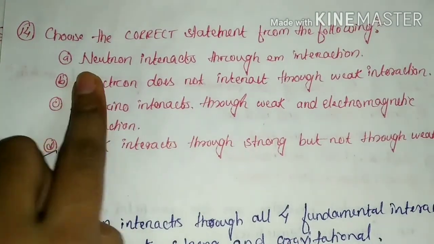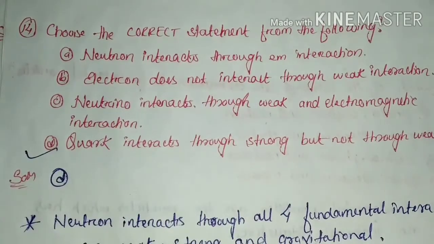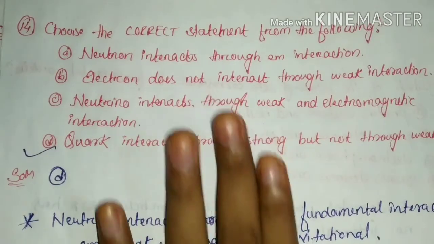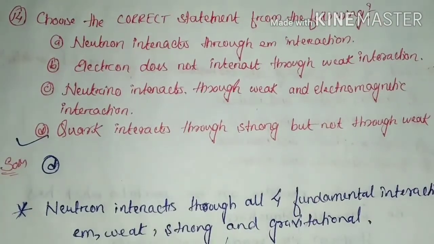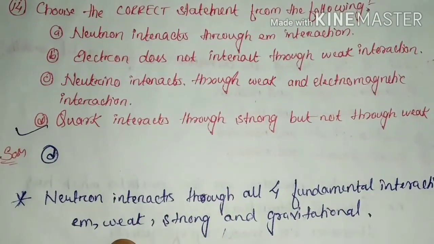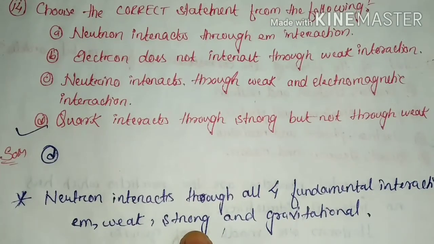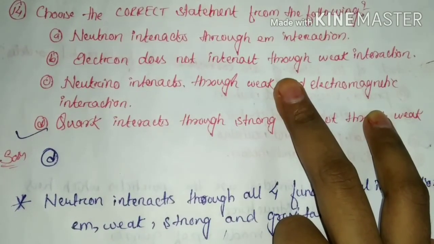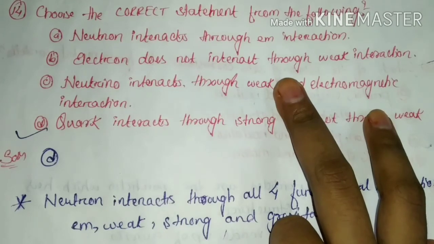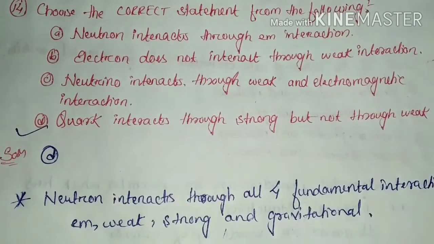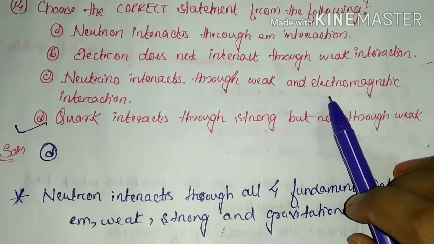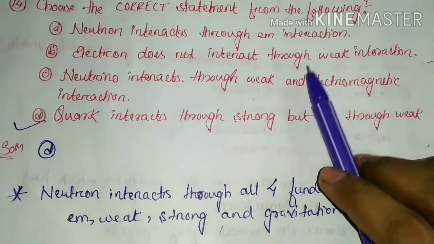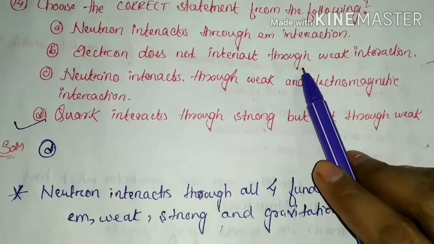The first one is neutron interacts through electromagnetic interaction. This is a false statement because neutron interacts through all the 4 fundamental interactions: electromagnetic, weak, strong, and gravitational. The second is electron does not interact through weak interaction. This is not a correct statement because electron does interact with weak interaction. You can see it in the beta minus decay process. There it is a weak interaction and the electron does interact through weak interaction.